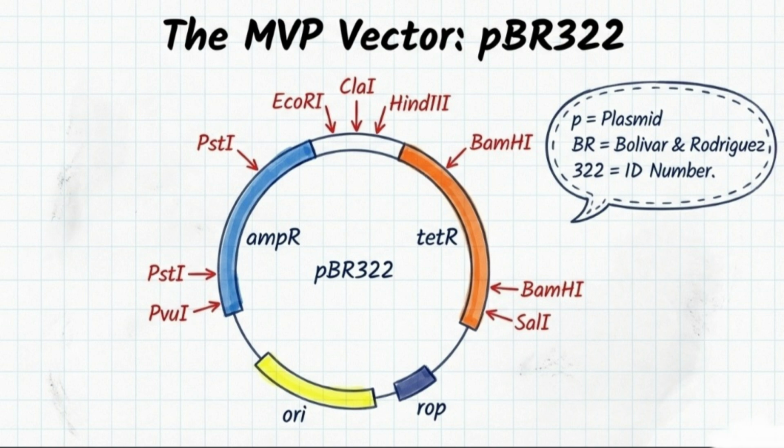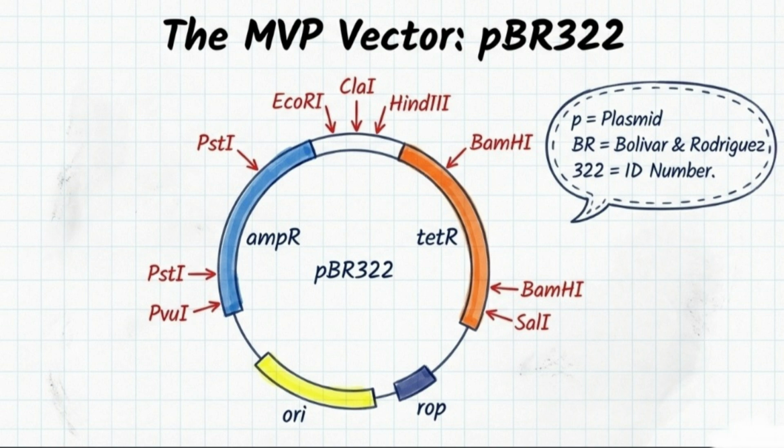Restriction sites present. PBR322 has several restriction enzyme sites such as EcoRI, ClaI, HindIII, BamHI, SalI, PstI, and PvuI. These restriction sites help in inserting foreign DNA into the plasmid.